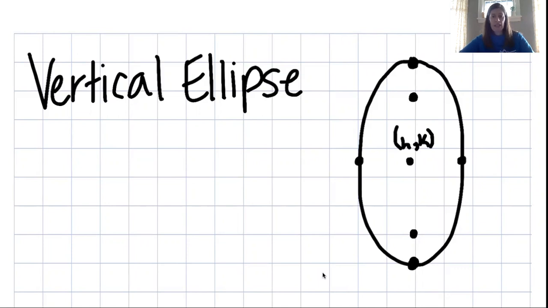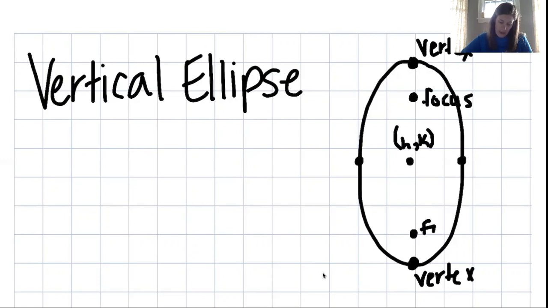What's really important is that the vertices are on the major axis, which is always the longer axis. So in this case, it's going to be going up to a vertex and down to a vertex. So those are our two vertices, and always on the same axis as the vertices, so on the major axis, will be your foci or your two focus points. So this point inside the ellipse is a focus, and this point inside the ellipse is also a focus.